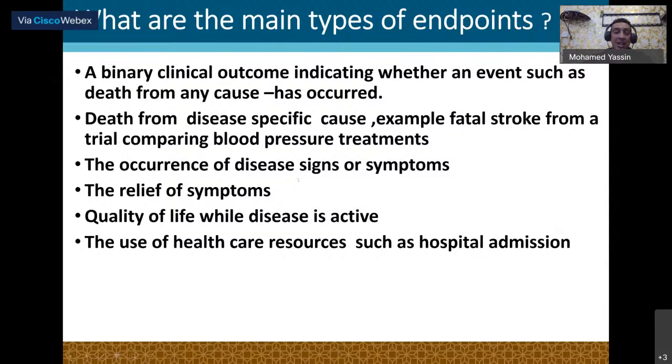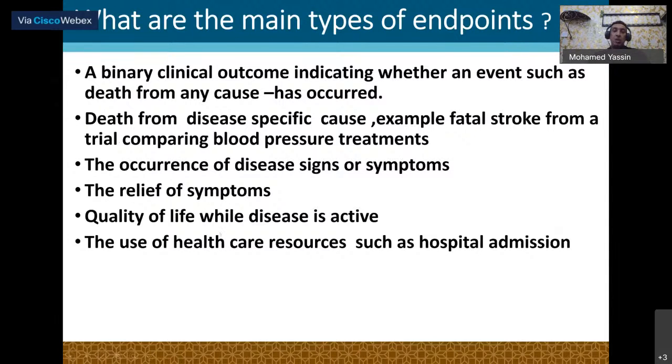Sometimes the occurrence of disease signs or symptoms. I just gave examples a few minutes ago about sickle cell disease, where patients present with painful crisis, what we call vaso-occlusive crisis. It means they can have frequent pains. So for some medications in sickle cell disease, the primary endpoint or the main endpoint is to control the frequency of symptoms, which is the pain and visits to the emergency.